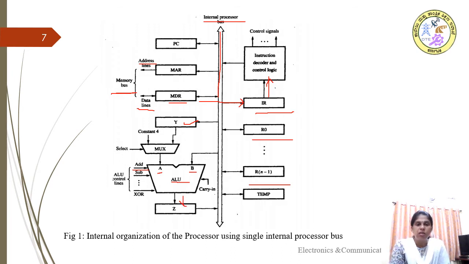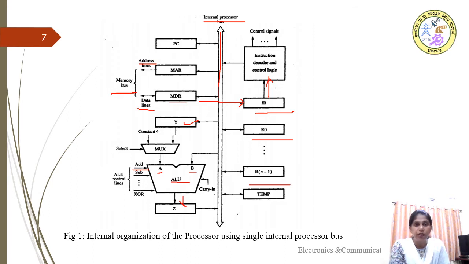So like this, all the blocks or all the units of the processor are interconnected through the single bus. That bus is called the internal processor bus. So this overall organization is called the single bus organization of the processor.